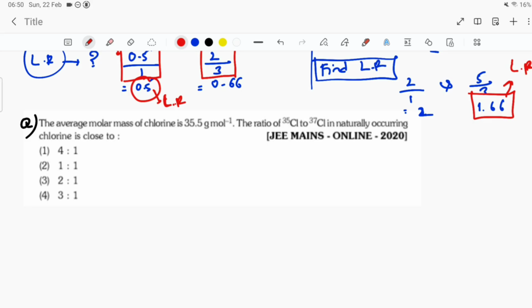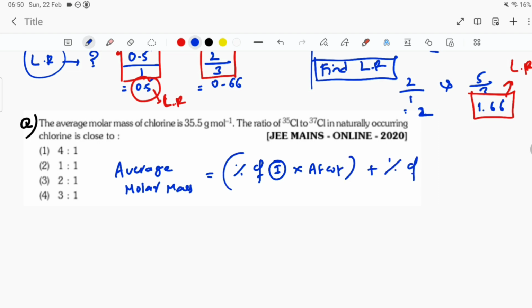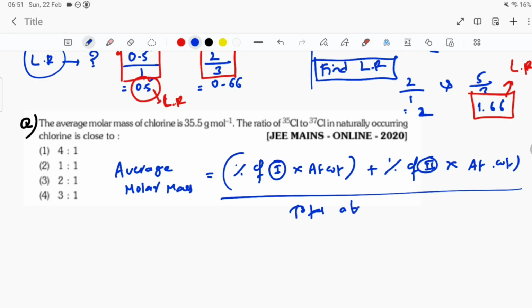Here we know one formula, the formula for average molar mass. So average molar mass is equal to percentage abundance of isotope 1 into its atomic weight, plus percentage abundance of isotope 2 into its atomic weight, by total abundance in atmosphere. Okay. So now we have to consider the average molar mass, which is given as 35.5.